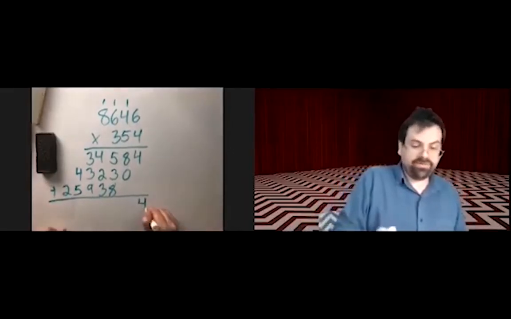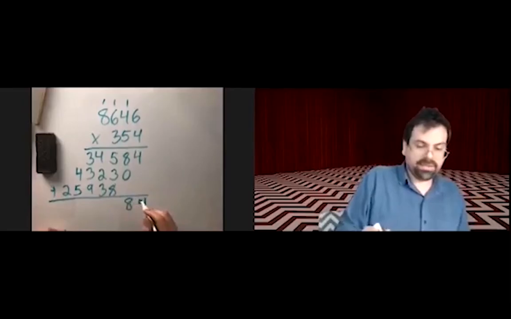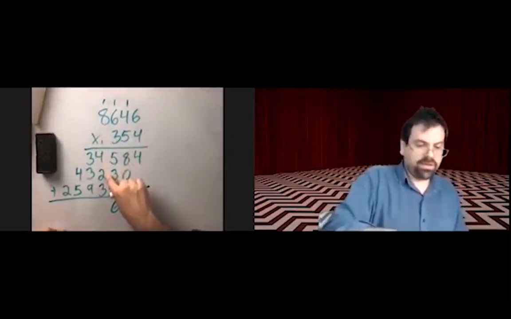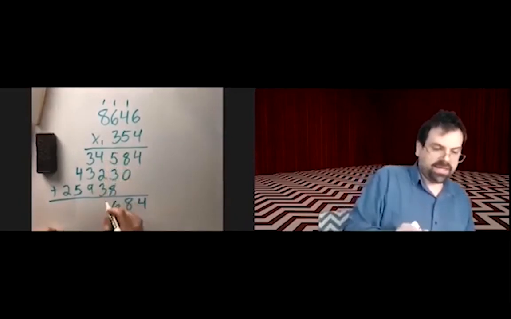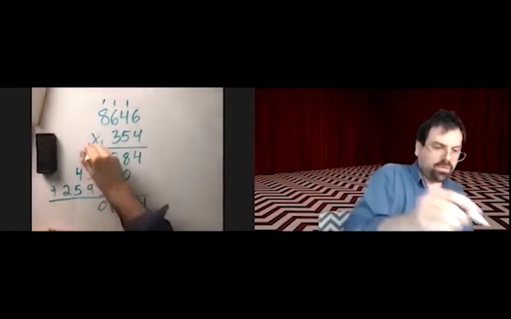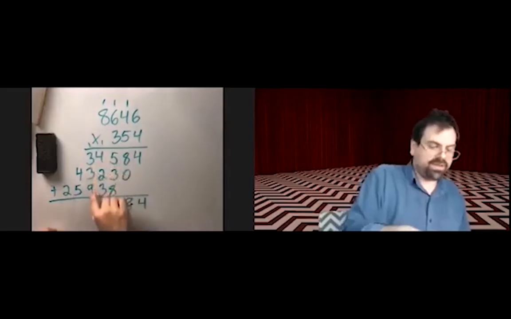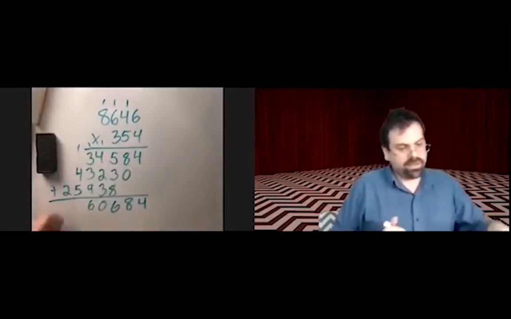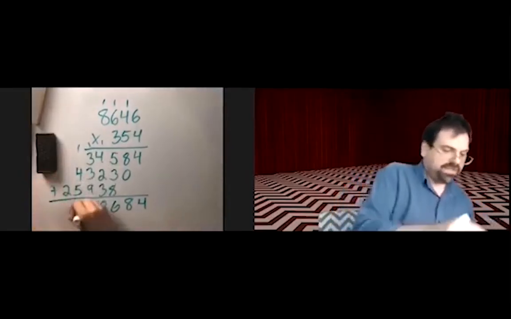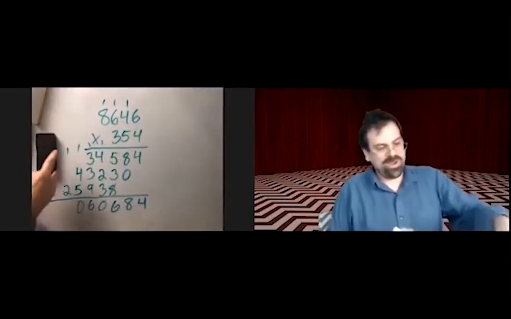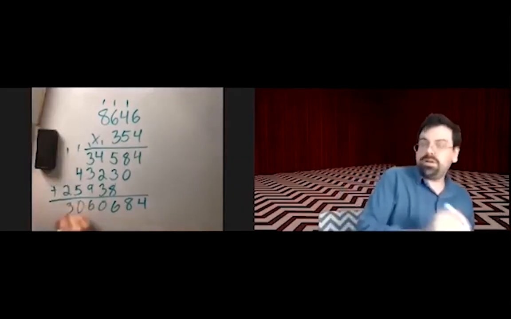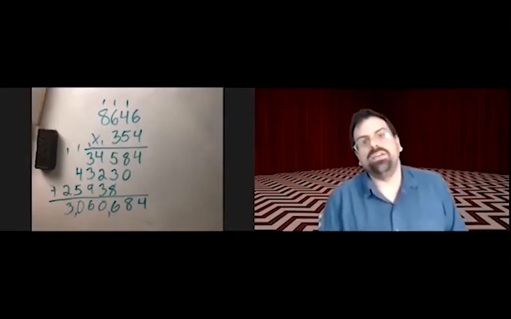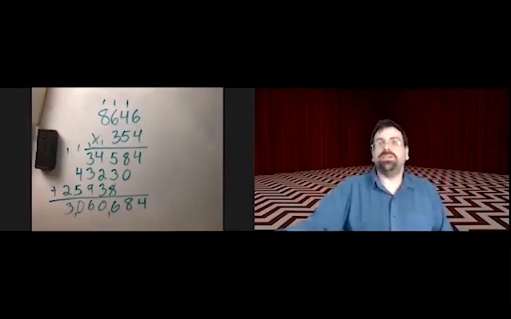Add these together. 4, 8. 8 and 8 is 16. Carry the 1. 5, 6, 7, 8, 9, 10. Carry the 1. 4, 5, 6, 7, and 9 is 16. Carry the 1. 1 and 4 is 5. Plus 5 is 10. Carry the 1. 1 plus 2 is 3. 3,060,684 is the answer to that one.